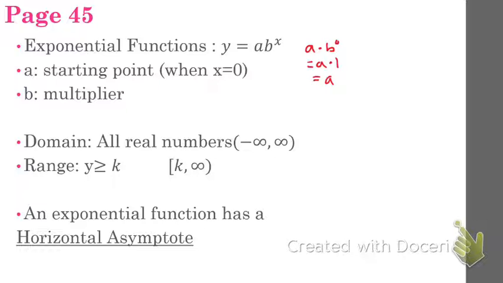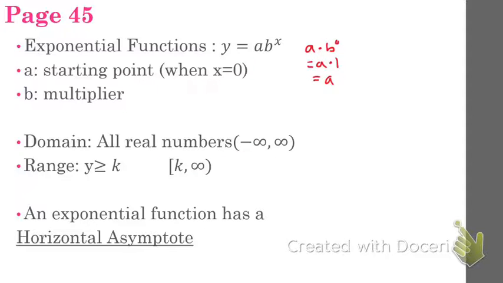B is our multiplier. That's the number we keep multiplying and multiplying on top of itself to find. So like in our last example, the starting point was 20 fire ants to start with, and our multiplier was 2 because we were doubling it every time. So we kept multiplying by another 2. And then the domain for an exponential function is all real numbers. You can use every real number from negative infinity to infinity. Those all work. There's nothing that is going to be undefined.